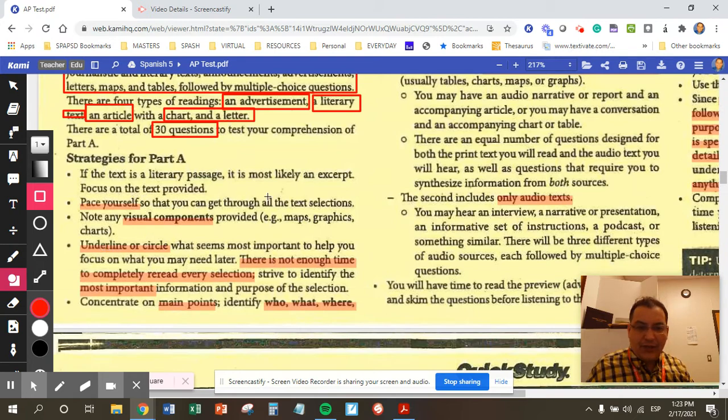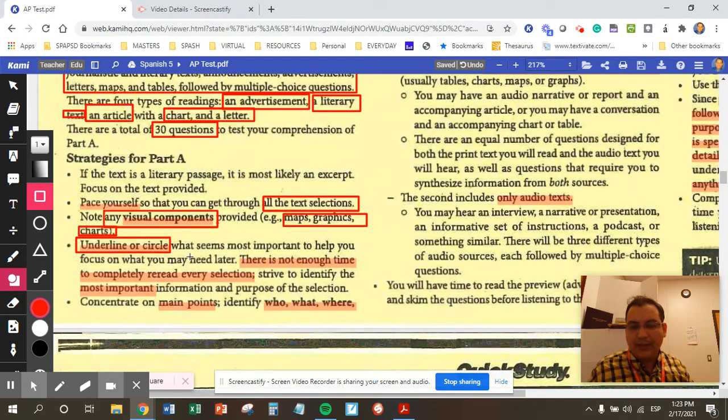Pace yourself so you can read through all the text selections. Any visual components will help you speed up the process, yes? The maps, graphics, etc., charts. Underline and circle, exactly what I'm doing right now, right? But on paper. Mark what seems most important to help you focus on what you may need later. There's not enough time to completely reread. Not enough time. Okay, so you need to really be on top of your game and read faster.